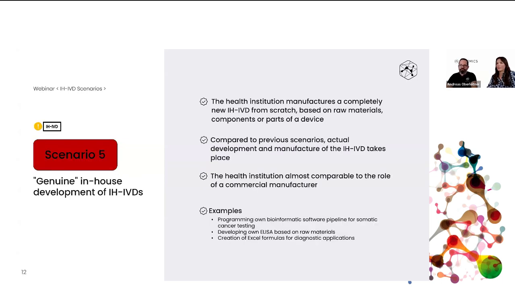And in scenario 5, the last scenario, this describes the genuine in-house development of an in-house IVD. So this means that the health institution manufactures a completely new in-house IVD from scratch, based on raw materials, components, or other parts of a device. And compared to the previous scenarios, in this scenario there is actually a development and manufacture of an in-house IVD that takes place. And that then means that the health institution is almost comparable to the role of a commercial manufacturer. And specific examples for these scenarios would be the programming of an own bioinformatic software pipeline. Another example would be the developing of an own ELISA based on raw materials, or even the creation of Excel formulas for diagnostic applications would also fall into this scenario.